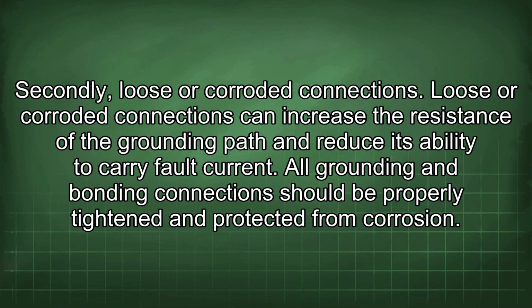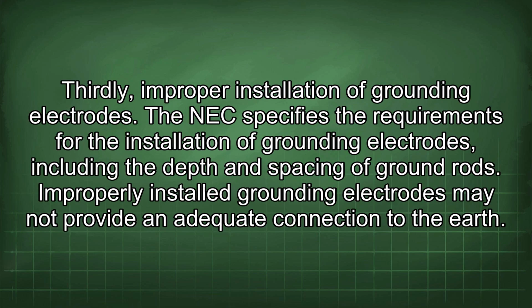Secondly, loose or corroded connections. Loose or corroded connections can increase the resistance of the grounding path and reduce its ability to carry fault current. All grounding and bonding connections should be properly tightened and protected from corrosion. Thirdly, improper installation of grounding electrodes. The NEC specifies the requirements for the installation of grounding electrodes, including the depth and spacing of ground rods. Improperly installed grounding electrodes may not provide an adequate connection to the earth.